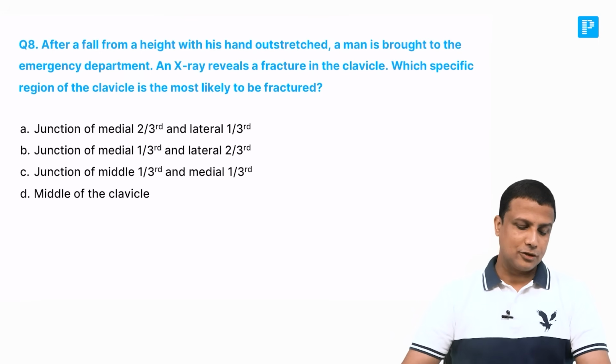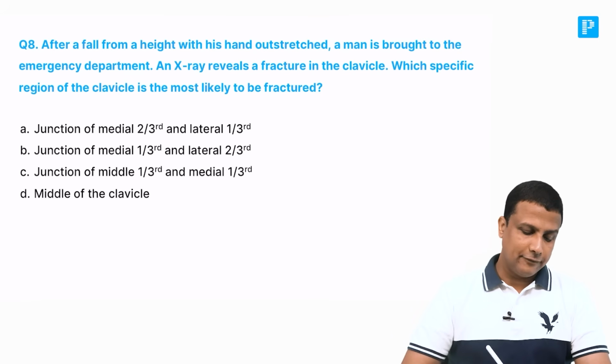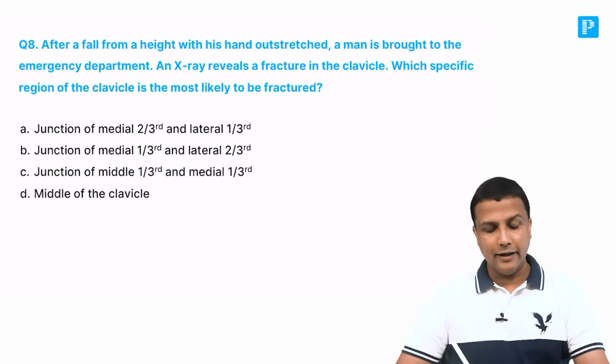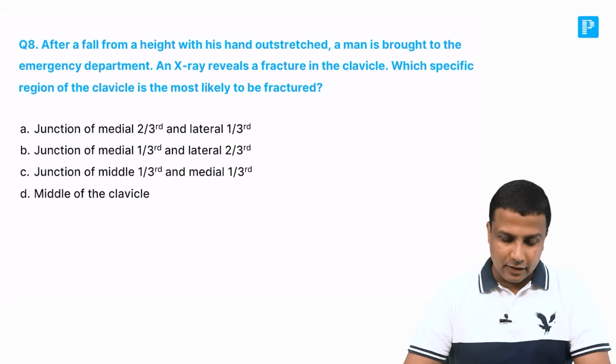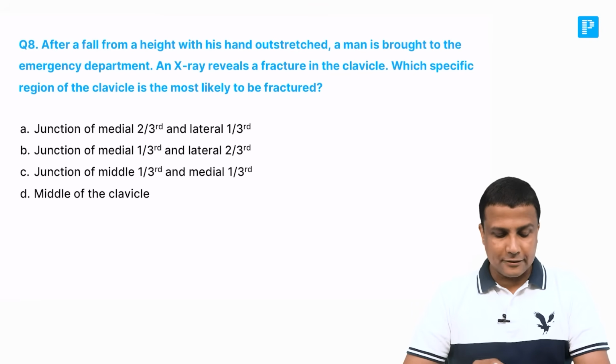Now moving ahead with the next question. After a fall from a height with his hand outstretched, a man is brought to the emergency department. An X-ray reveals a fracture in the clavicle. Which specific region of the clavicle is most likely to be fractured?